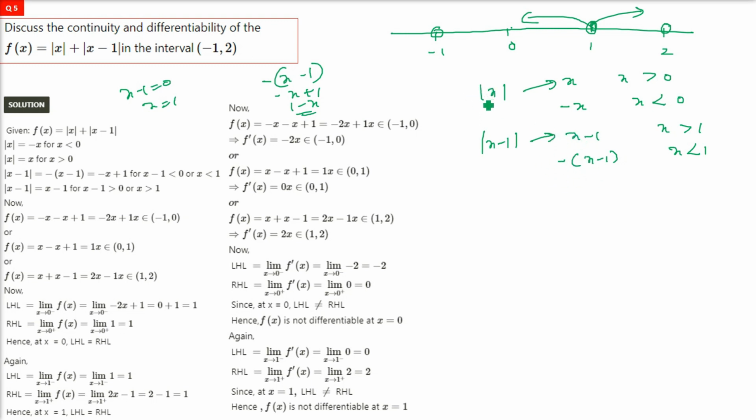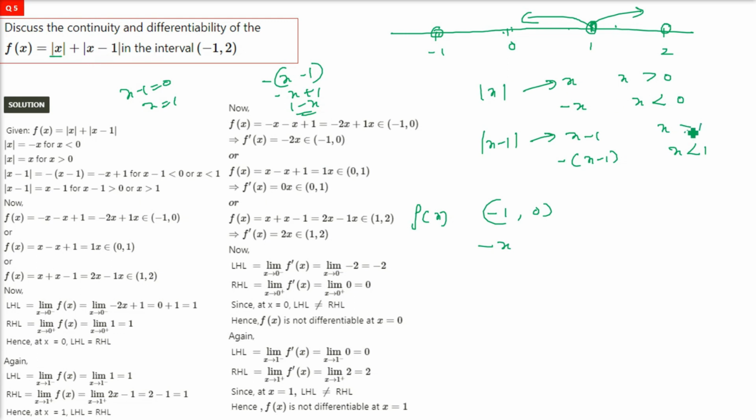Now we will make the intervals. Minus 1 to 0 what is happening, 0 to 1 what is happening, and 1 to 2 what is happening, for the whole function, mod x plus mod x minus 1. So f(x) in the interval of minus 1 to 0, that is the first interval, what do you get? This mod x, because it is less than 0, is going to be negative x. And since you are still below 1, it is going to be negative (x minus 1).